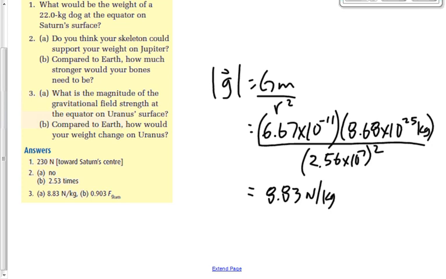Now, compared to Earth, how would your weight change there? Well, we can do this in two ways. Same two ways as question 2b. We can say 8.83 divided by 9.81, because that's what it is on Earth. We're going to get 0.903. Or we can do it the way that Josh did it and find a force. He just made up a mass, basically, of the experiencer, used the same mass for Earth and for Uranus. And when he divided those two forces, he still would have gotten 0.903. Okay? Any issues with that? You guys feel good about that?